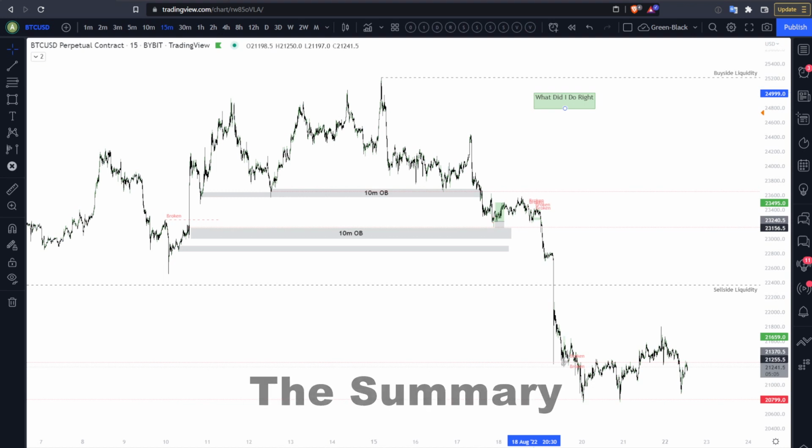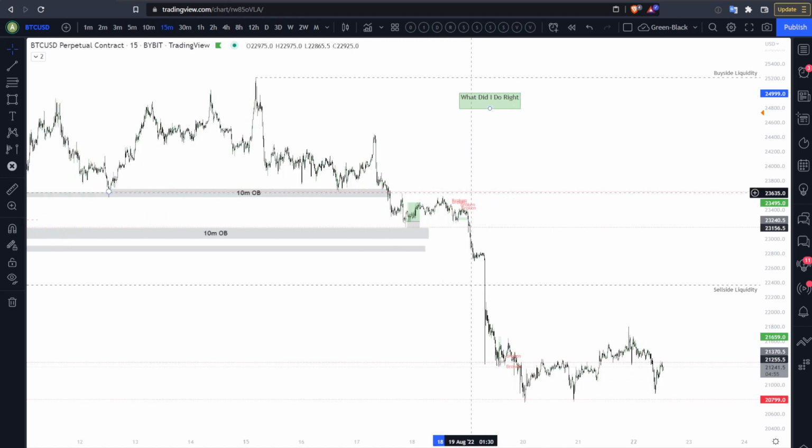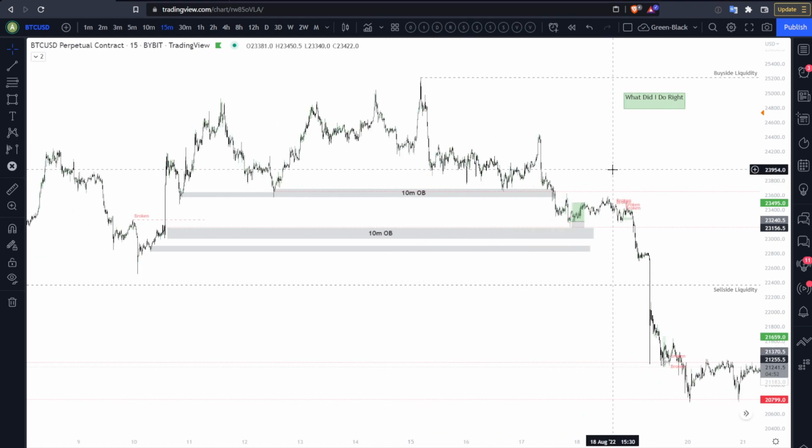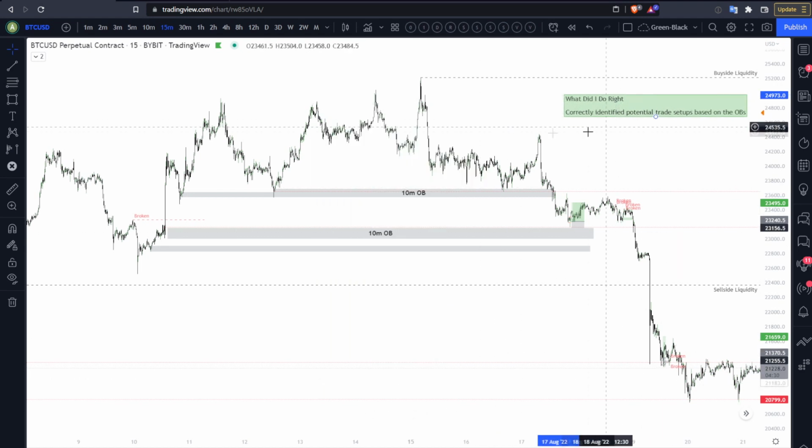So let's summarize this session. What did I do right? Well, apparently I did create a good plan with trade setups which were reached. So I correctly identified potential trade setups based on the order blocks. Obviously, I took a profitable trade.